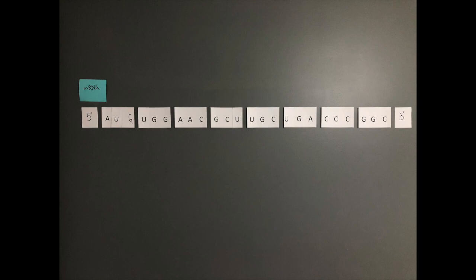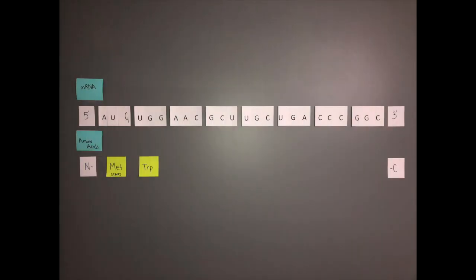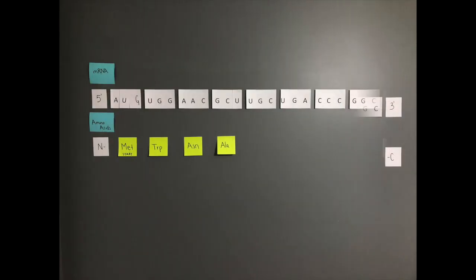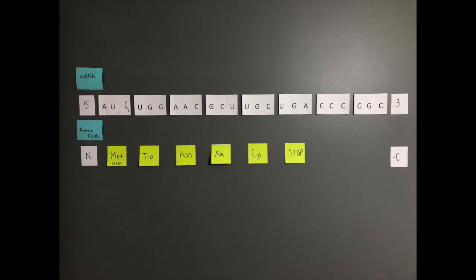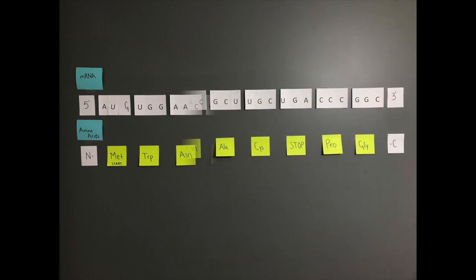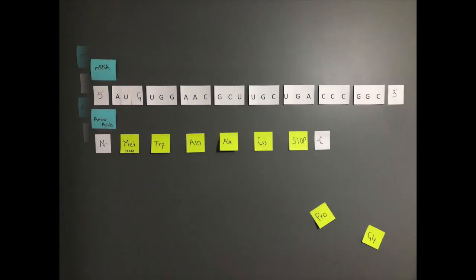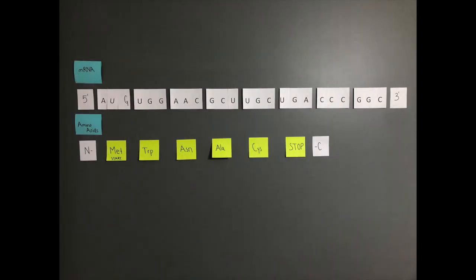In this particular strand, we start with methionine, as always, and tryptophan, asparagine, alanine, and cysteine to follow. When we get to UGA, we get a stop codon, indicating the end of translation, so the amino acids proline and glycine are not translated into the protein since they are after the stop codon.